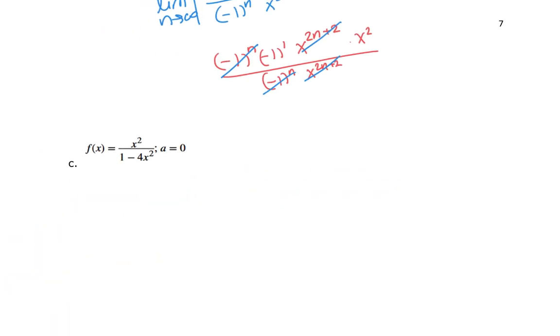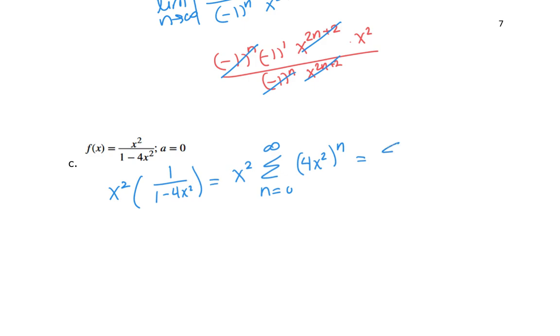And here's our last one. So here we go. I'm going to rewrite this as x squared times 1 over 1 minus 4x squared. So this is going to be x squared, the summation of n equals 0 to infinity of 4x squared raised to the n, which is equal to the summation of n equals 0 to infinity of 4 to the n x raised to the 2n plus 2, by bringing this x squared in.